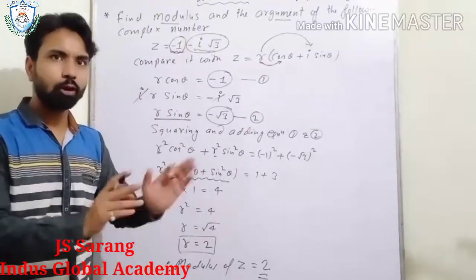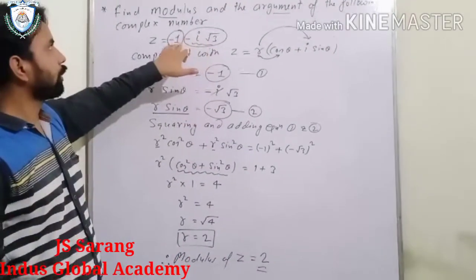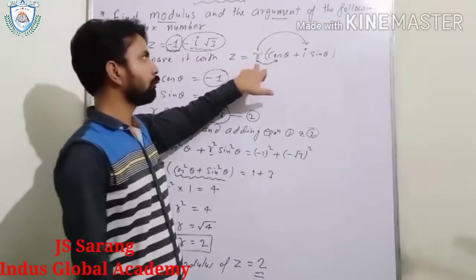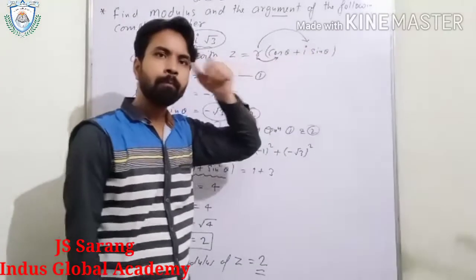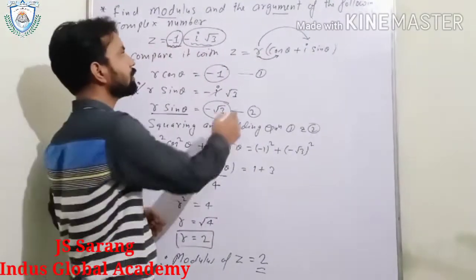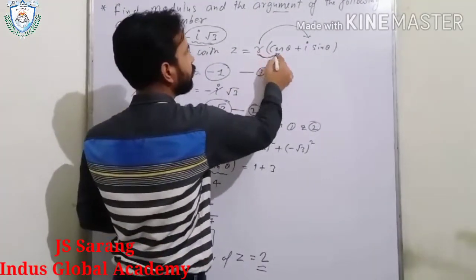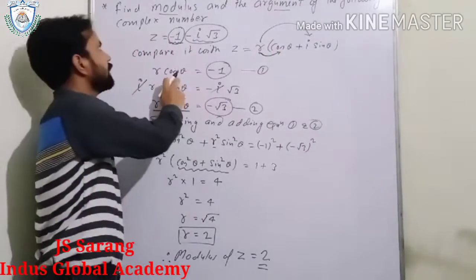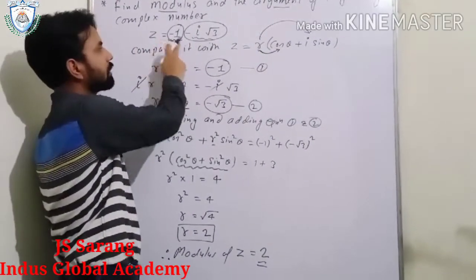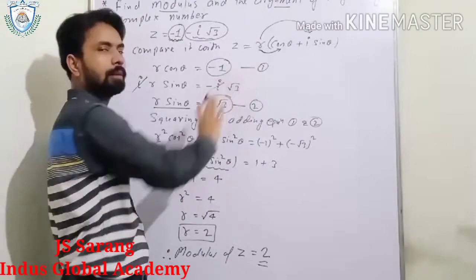Again I am explaining what you have to do. First we have to compare the given complex number with the polar form r cos theta plus i sin theta. Now we will have to find the very first term of the polar form. The very first term of the polar form is r cos theta. This is equal to the first term of the given complex number, meaning minus 1. So this is equation number 1.